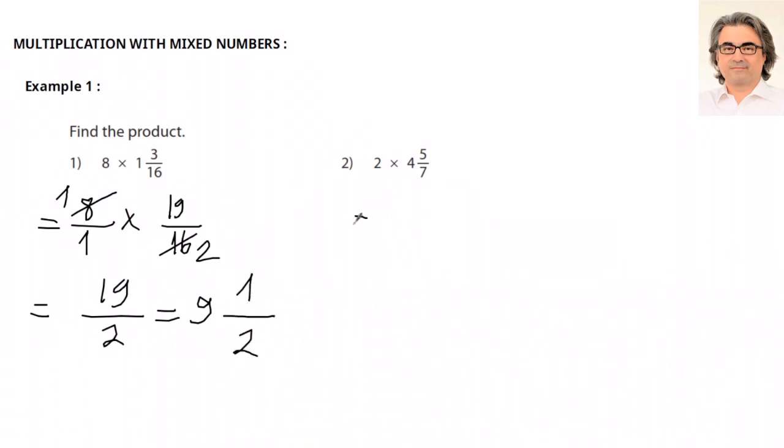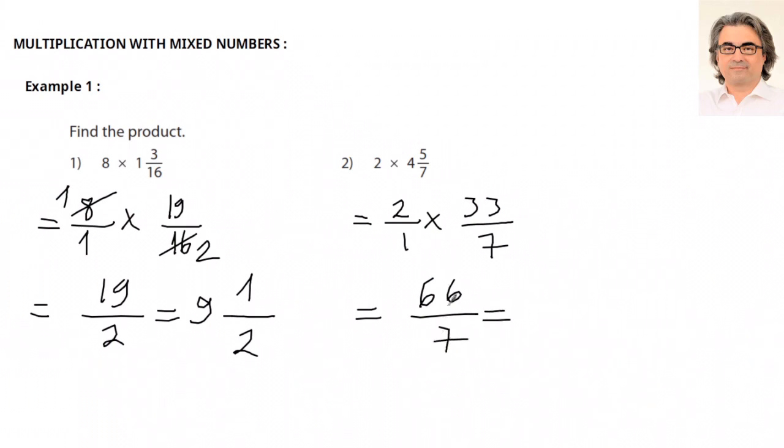What about this one? 2 is 2 over 1 times, let's change this mixed fraction to its improper fraction form. 4 times 7 is 28. 28 plus 5 is 33. It's 33 over 7. Is there any simplification between numerators and denominators? There is no. So multiply 2 with 33. It's 66. And over 1 times 7 is 7.